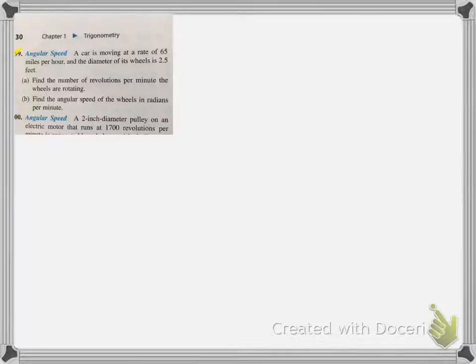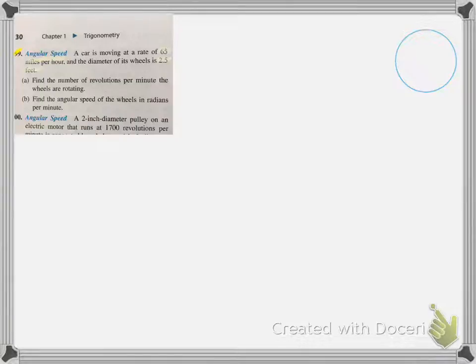And when you look at this problem, it's all about reading it first. It says a car is moving at a rate of 65 miles per hour. So that's how fast the car is going. And the diameter of its wheels is 2.5 feet. That seems interesting. So instantly I want to make a picture of one of these car wheels, because then hopefully I can use that to start to understand the question itself.